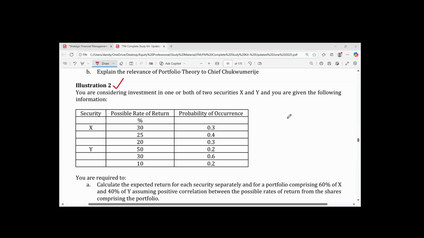You are considering investment in one or both of two securities, X and Y, and you are given the following information as follows.